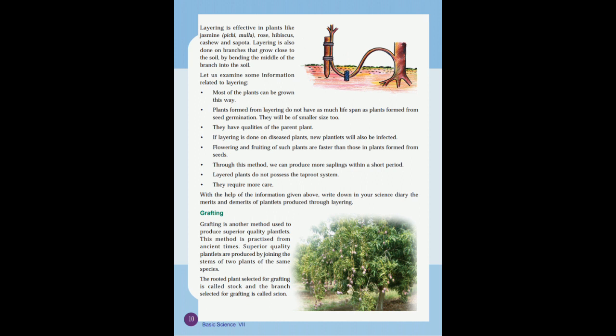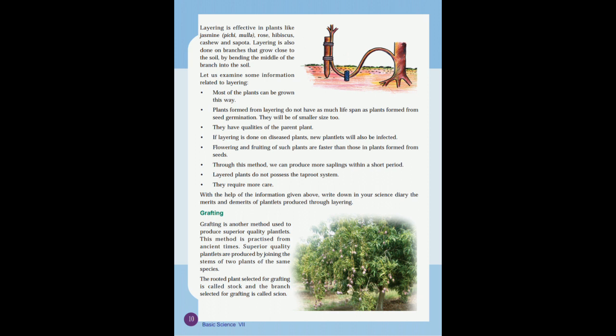Flowering and fruiting of such plants are faster than those in the plants formed from seeds. When you grow a plant from seed, it takes so much time for it to bear a fruit. But in this way, you can get fruits and vegetables faster and flowers too. Through this method, we can produce more saplings within a short period. For seed, it takes time to grow. But in this way, we can produce saplings in a short period.